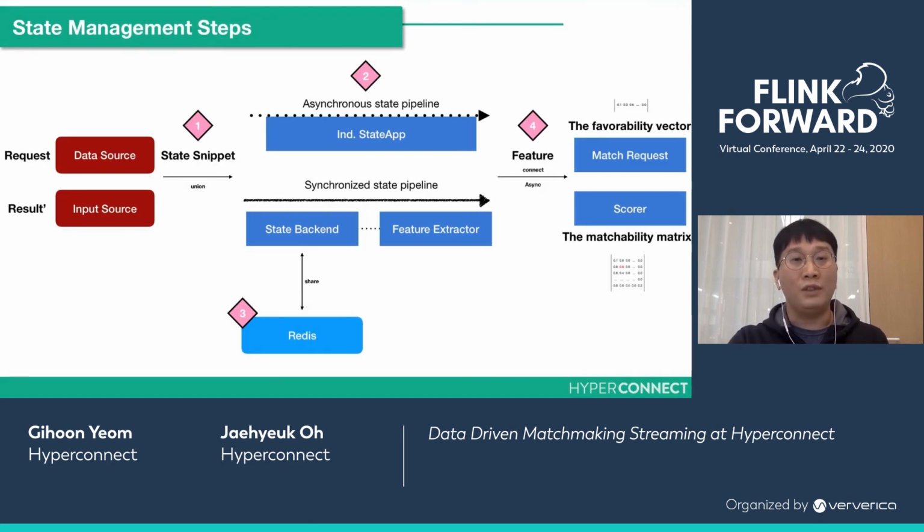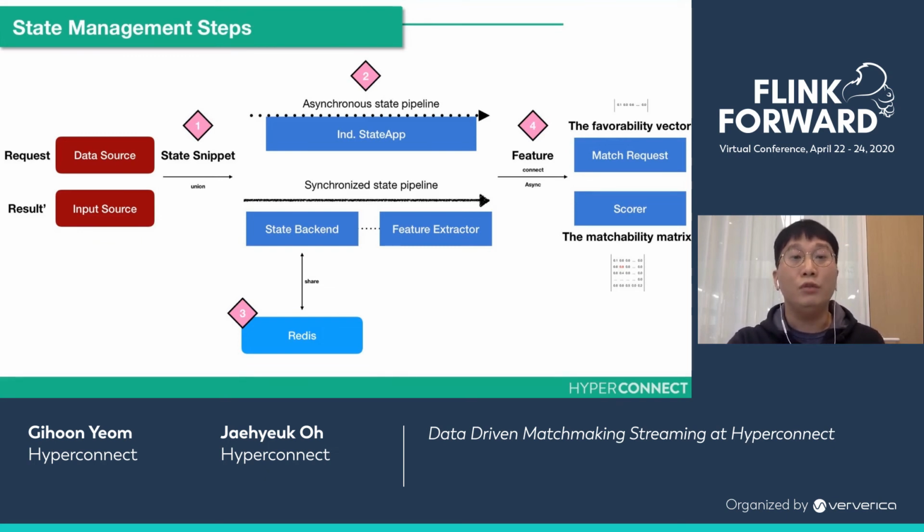There are 4 steps for state management in our system. For the first step, we convert the sources into state snippets. There are various state sources, such as match request and result. Match request contains the user's preference and the user's characteristics, and result shows the peer's characteristics and the quality of the matching experience. We convert these sources into state snippets and pass them to the state management pipelines.